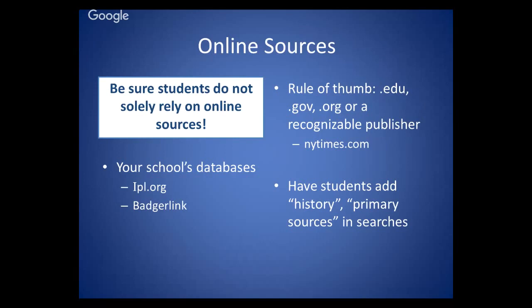Now, diving into those online sources, now that we've covered physical sources, we want to stress that students shouldn't only rely on online sources, but we understand that it's an equalizing factor, that students might have just an availability to online sources at home easier. So the rule of thumb that we often go off of is .edu, .gov, .org, or a recognizable publisher is the best sites for students to cite in a bibliography.